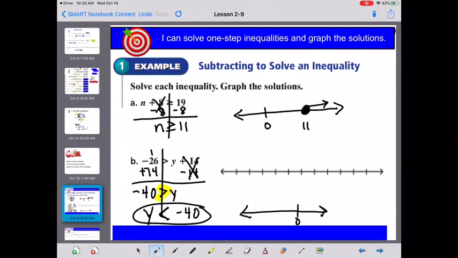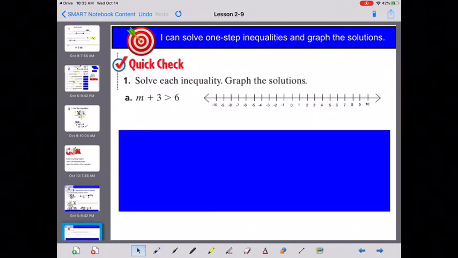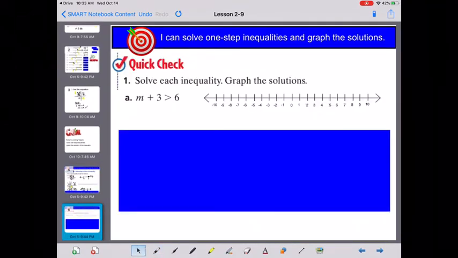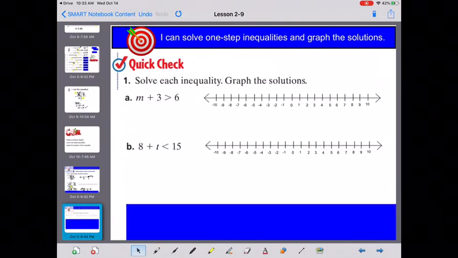So here is 0, -40 is to the left of 0. Now I need to show numbers that are less than -40. And I do not fill in the circle. All right, I would like you to pause the video and try these 2 problems. Then come on back and compare your answers.